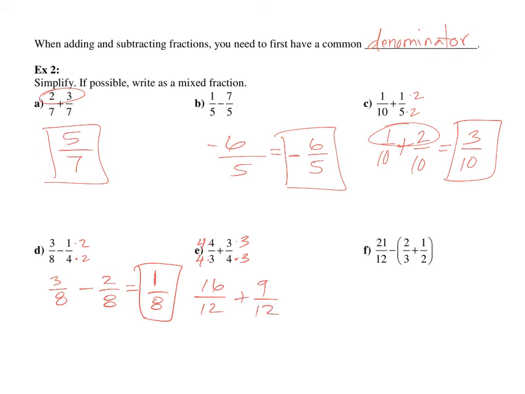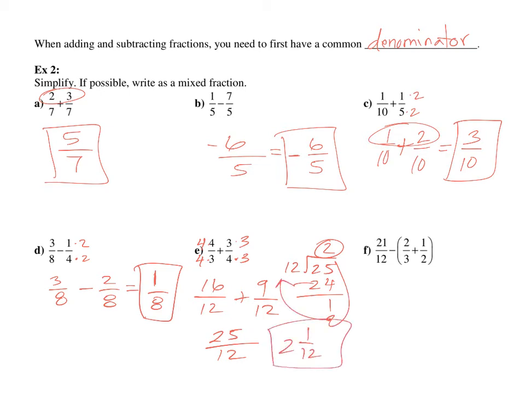So now we have 16 plus 9, which is 25. Keep the denominator, 12. Okay, here I have an improper fraction, so I'm going to rewrite this as a mixed fraction. 25 over 12. 12 goes into 25. Let's see here. 2 times 12 is 24. Difference is 1. So I have 2 and 1/12.